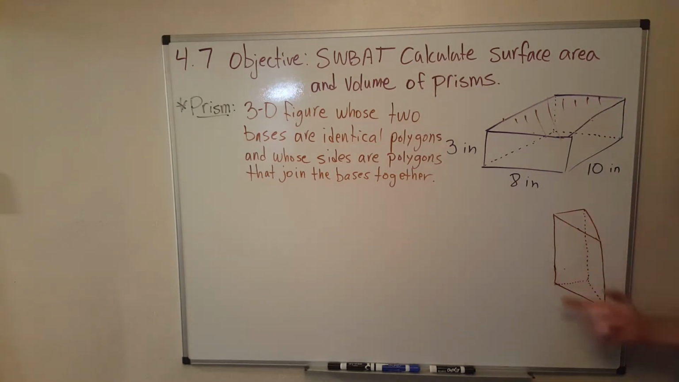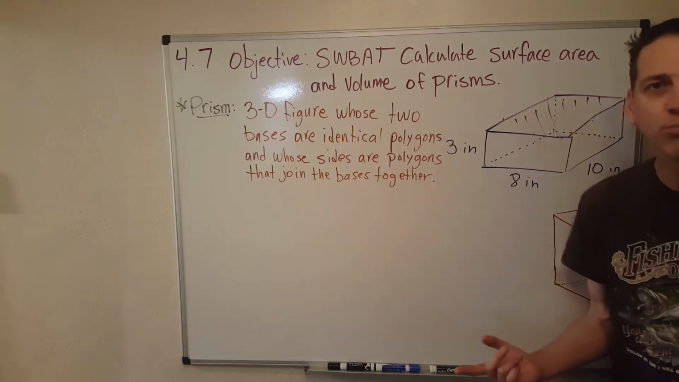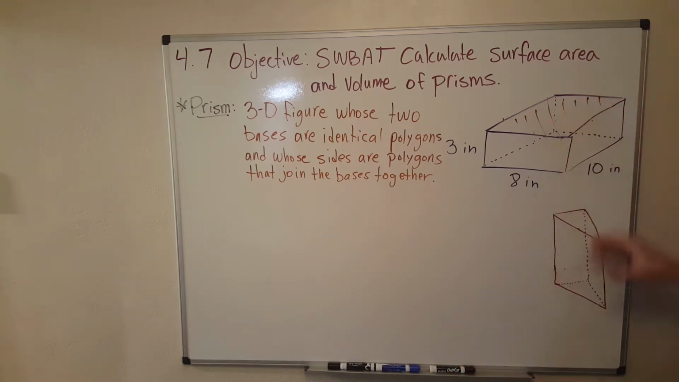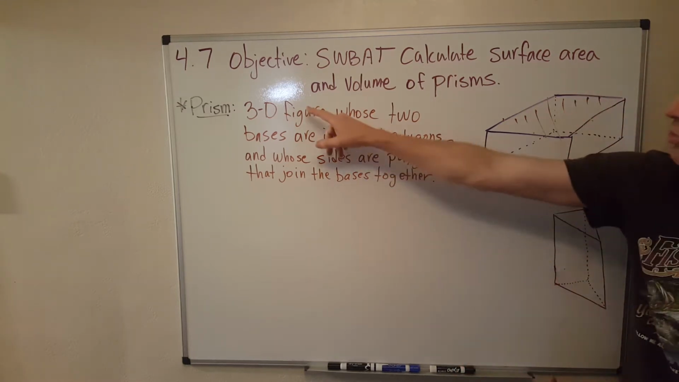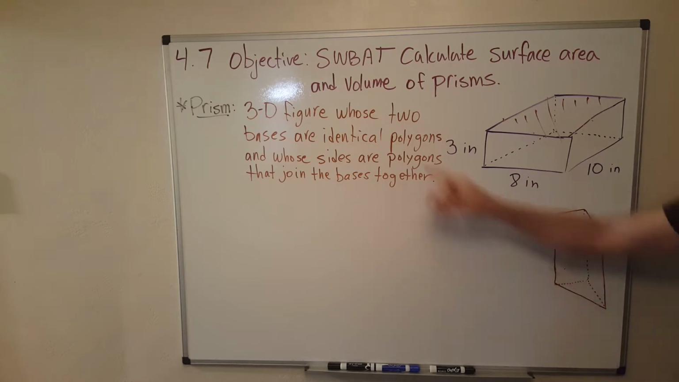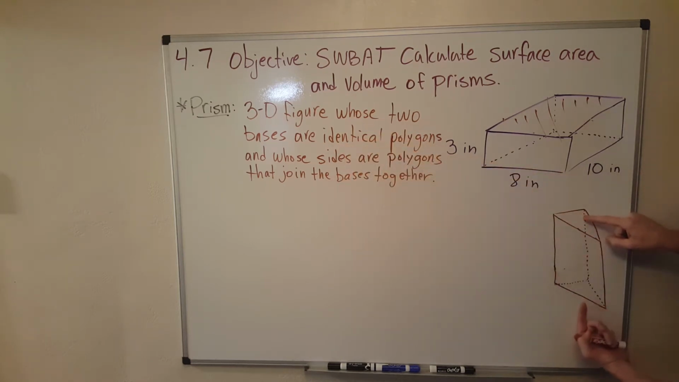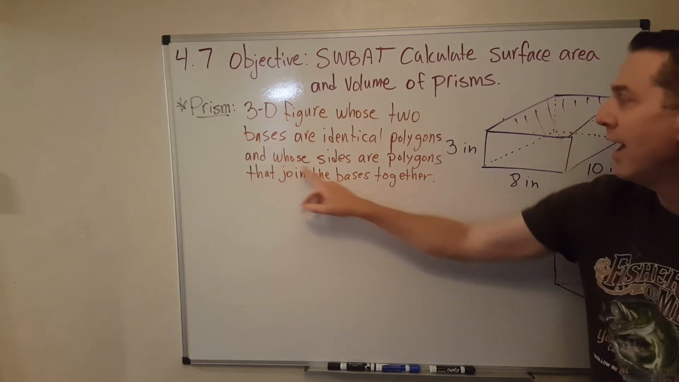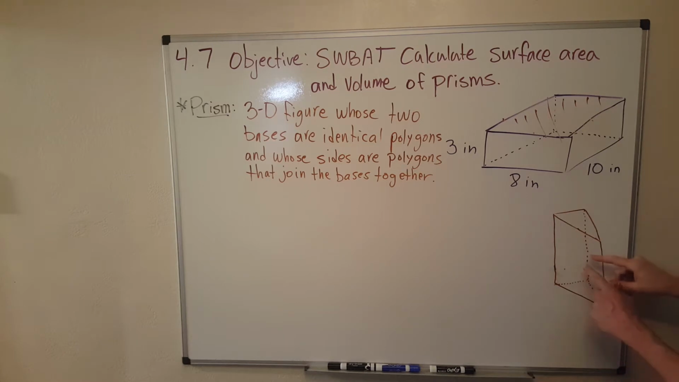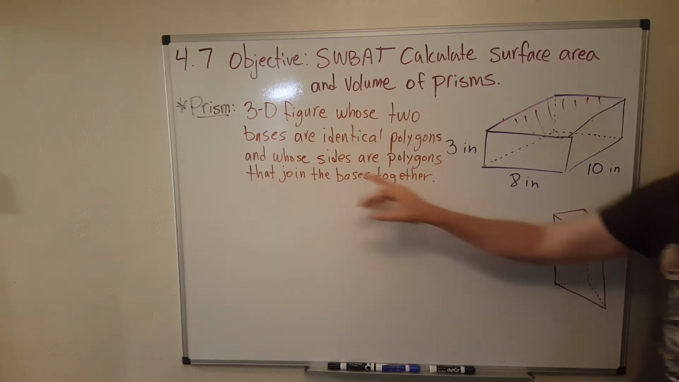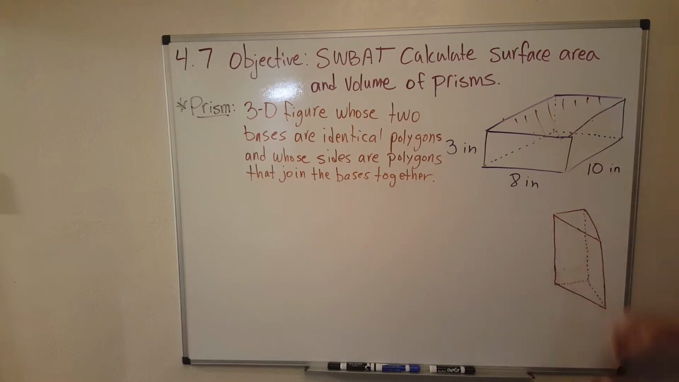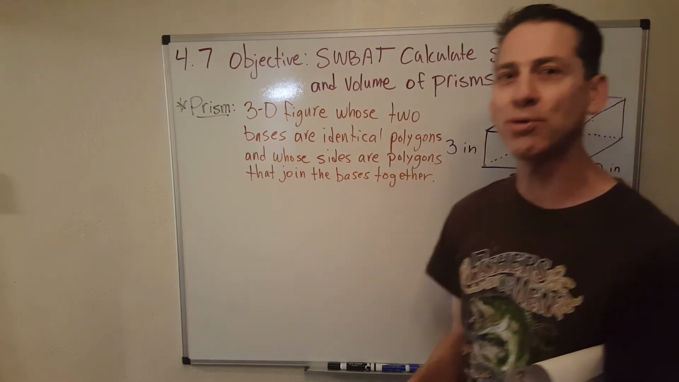I'll give you another example here. This is also a prism. This is a rectangular prism, and here's a triangular prism. Three-dimensional figure, check. The two bases are identical polygons. Those are both triangles, identical polygons. And whose sides are polygons. Look at the sides. That side's a rectangle, isn't it? There's 3 sides, all rectangles that join the two bases together. You got a prism.